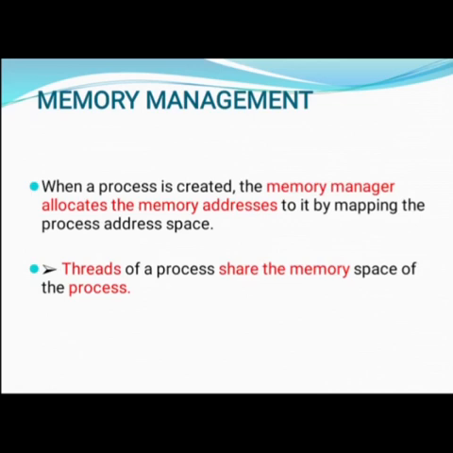So, the threads of a process share the memory space of the process. So, what exactly is a thread? A thread is nothing but an execution unit. It is a part of a process, so a process can have many threads. We have seen threads in detail in the earlier classes. Once again, a thread is an execution unit that is a part of the process, and a process can have many threads.